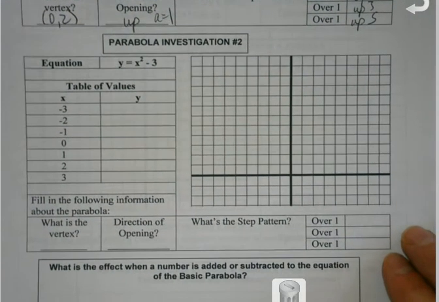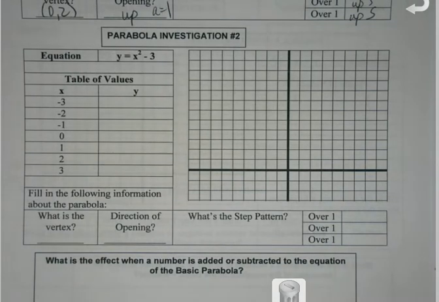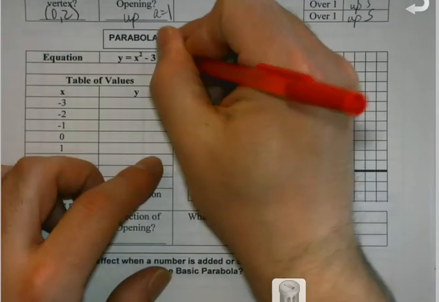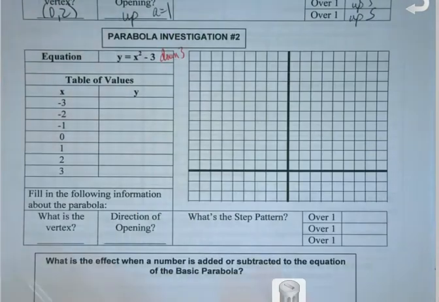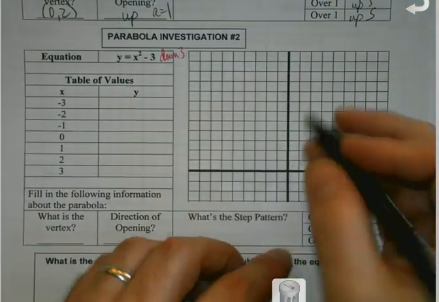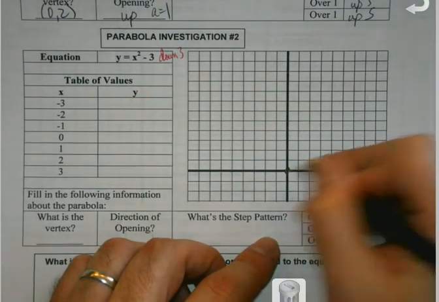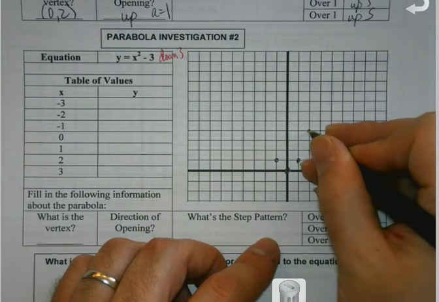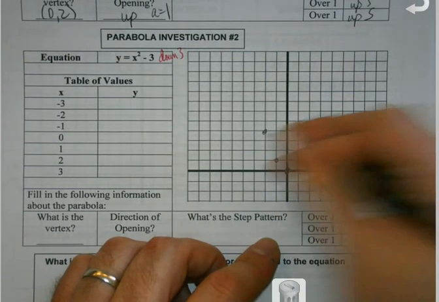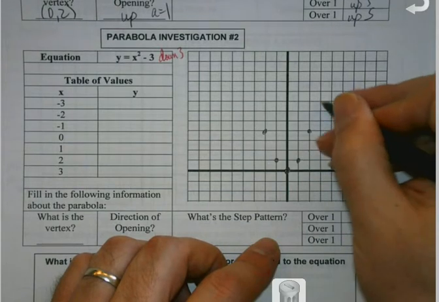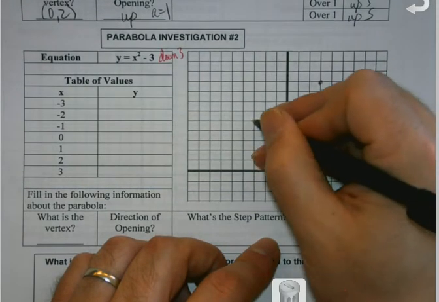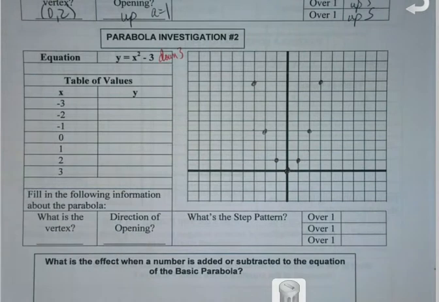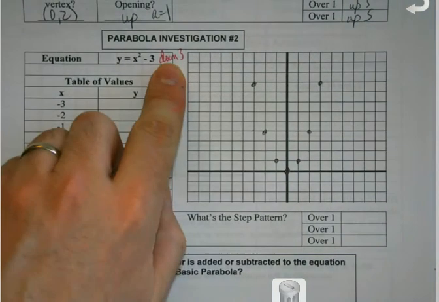Okay. So the next one, same idea, except now I have a minus 3 at the end. So what direction do you think we're going to shift all our points this time? Down. Okay, table of values. Who needs them? Because I'm like, okay, over 1 and up 1, over 1 and up 1, over 1 and up 3, over 1 and up 3, over 1 and up 5. We're going to take full advantage of this pattern. There's my base. Move them all down 3.